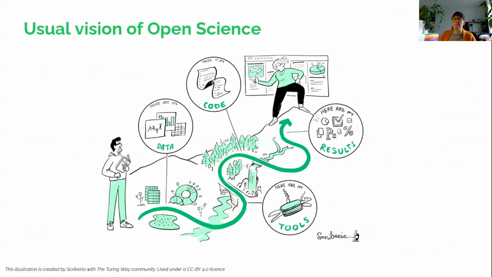This is an illustration from the Turing Way that I really like. As a researcher, you always think about, oh yes, here is my data, these are the tools that I've used, there's my code, and this is my result.